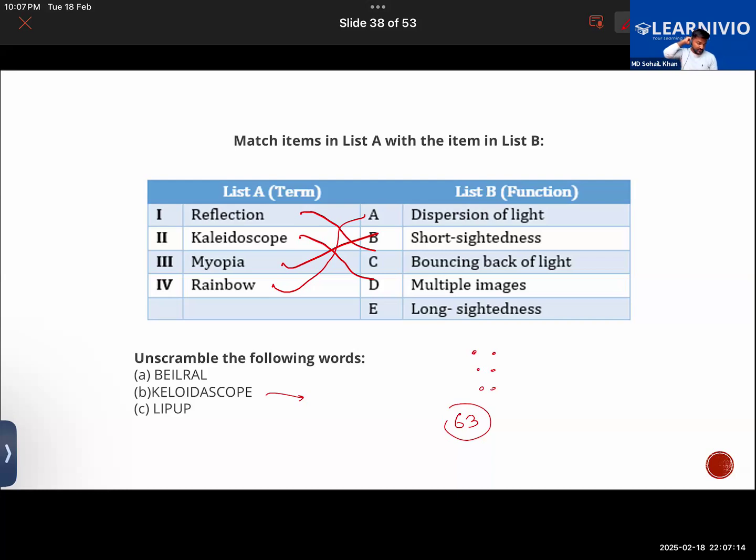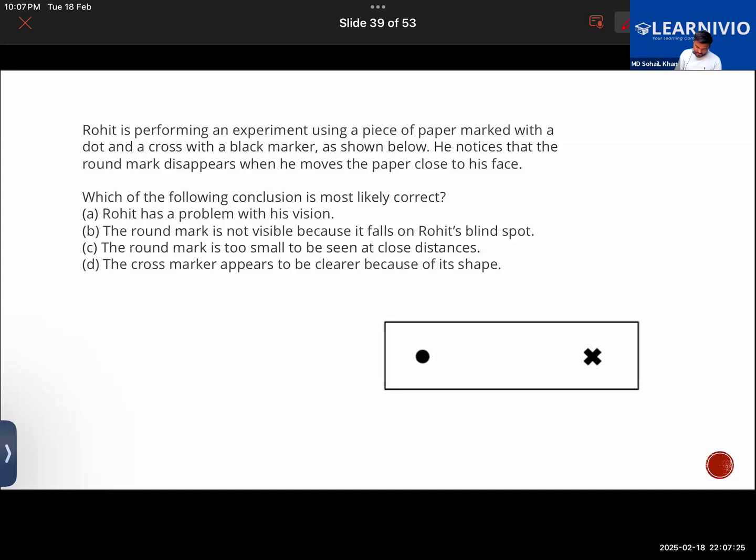Just now you have answered a question related to this thing. That's the pupil. Second one. What about this? Kaleidoscope. Good. Okay.